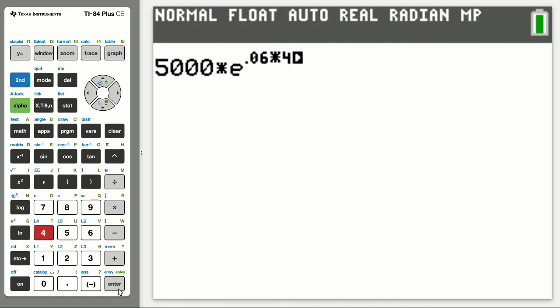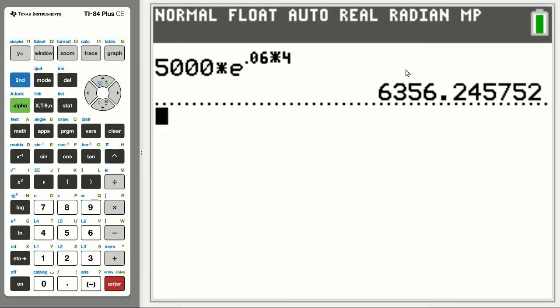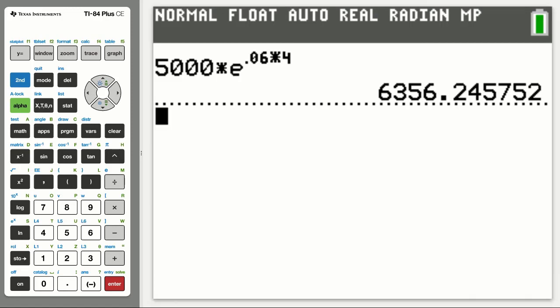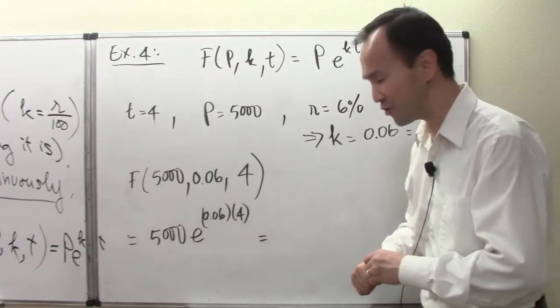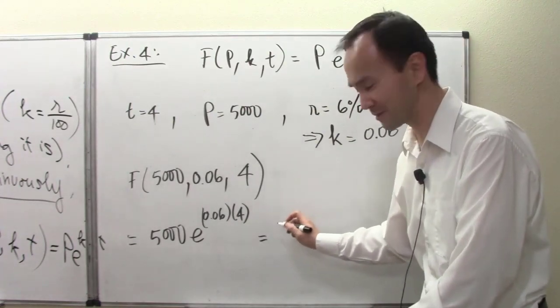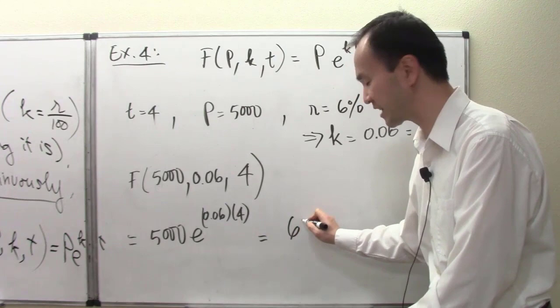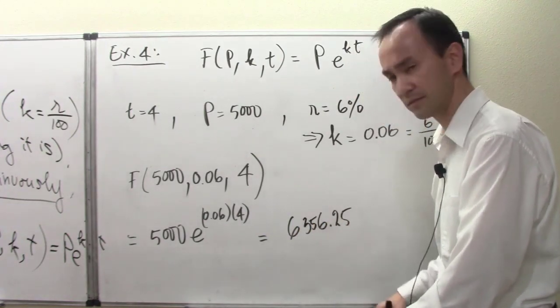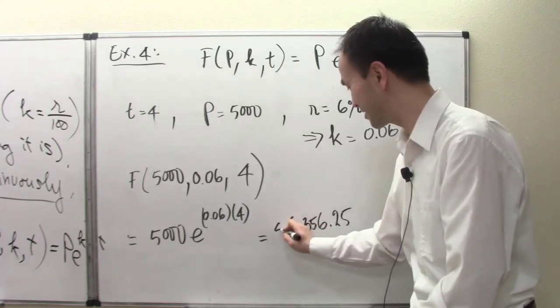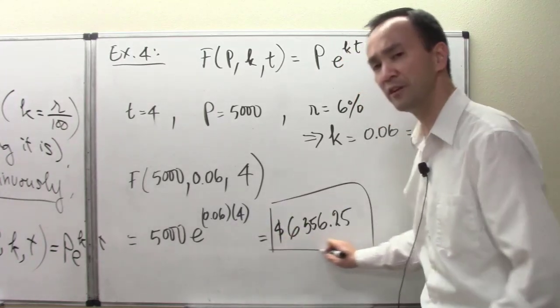All right, and so now this is the final answer right here. So this is how much our money will grow. The money will grow from $5,000 to $6,356.25 in 2 decimal places. All right, and so now that is our final value right there. Okay, so the money has grown. It came out being $6,356.25. Okay, this is how much our money will grow into in 4 years.